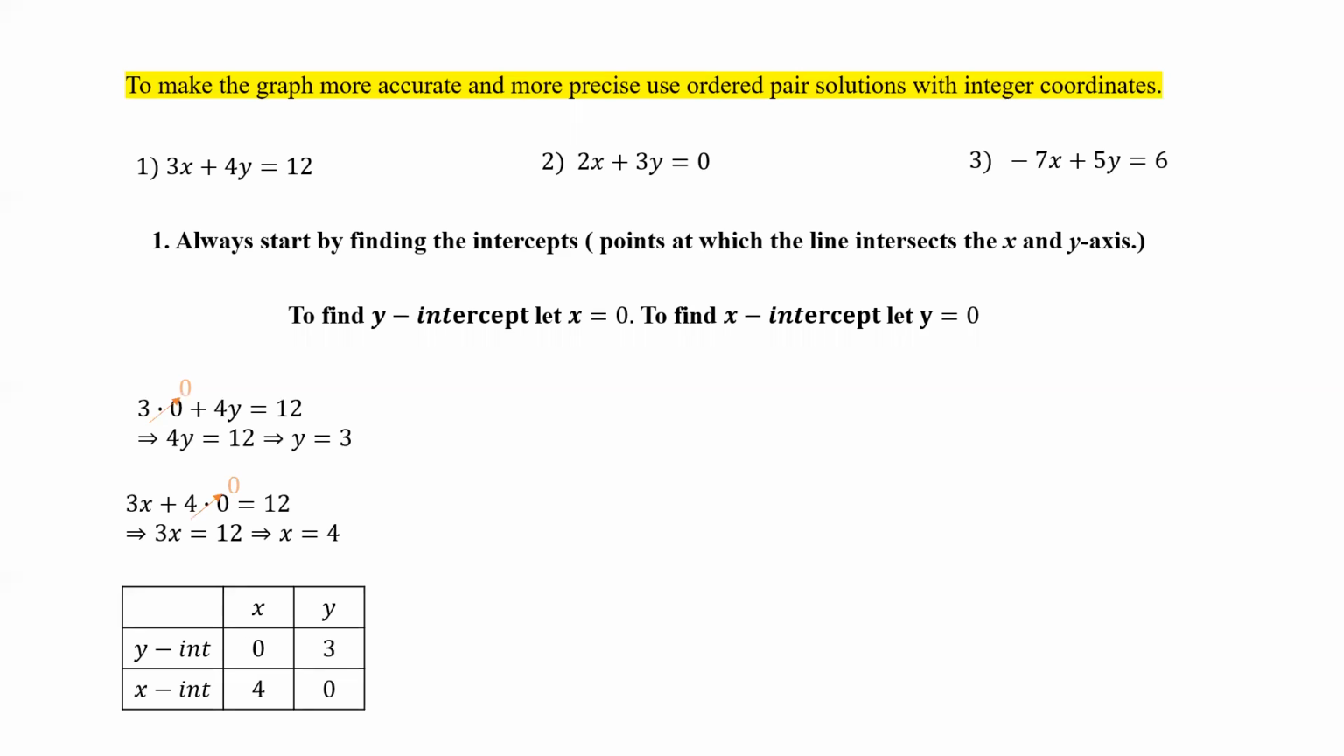2x plus 3y equals 0. So again, I'm going to start by finding my y-intercept. I will let x be equal to 0. 2 times 0 is equal to 0, plus 3y is equal to 0. So I end up with 3y is equal to 0. Divide both sides by 3, and I will have y equal to 0.